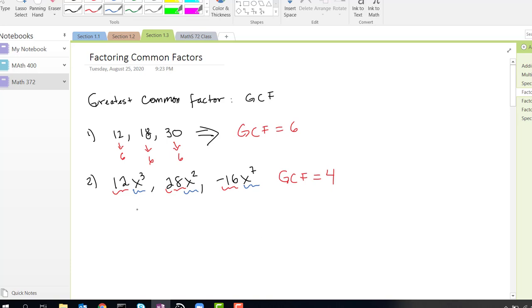X cubed means x times x times x, x squared is x times x, and x to the 7th is x multiplied by itself 7 times. So the greatest thing that they have in common will be the x squared. So our GCF will be 4x squared.